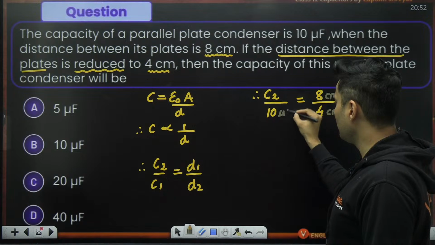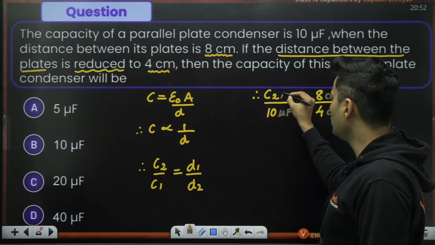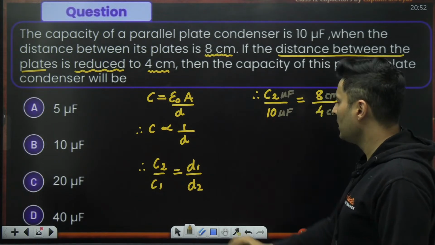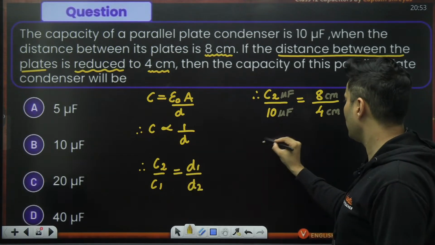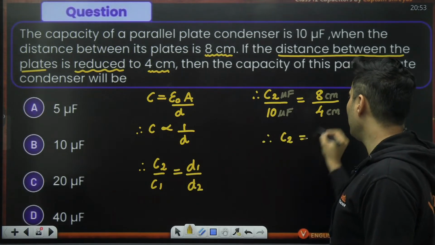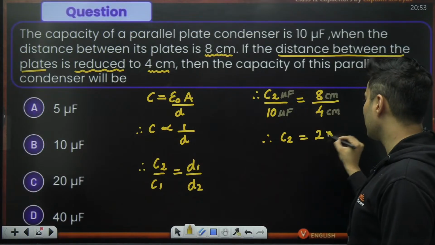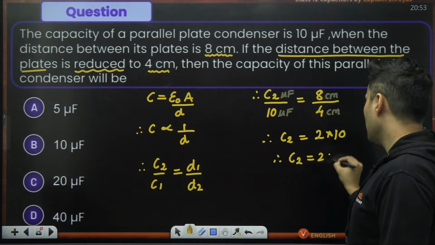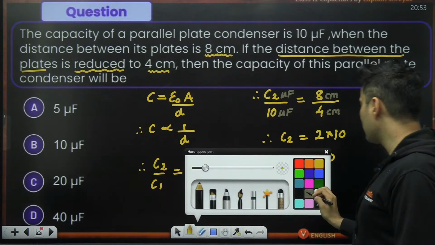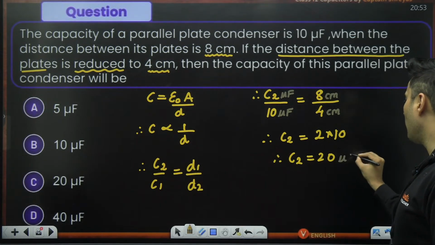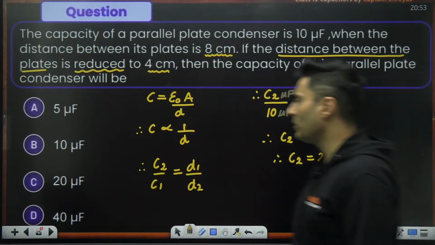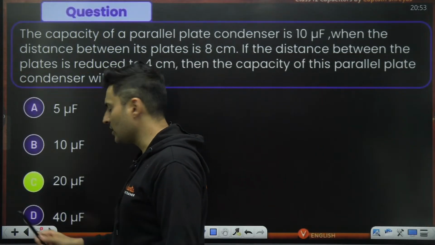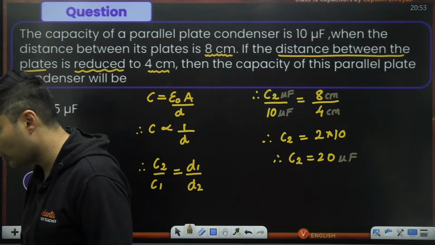Sir, here this is in microfarad. So should I convert? Don't worry. The answer I will get over here is also in microfarads only. So therefore, C2 will be 8 by 4 is 2 and this 10 will go on the top. So the new capacitance will be 20. This 20 will be in microfarads, which is option C. Is this absolutely clear, my dear warriors?